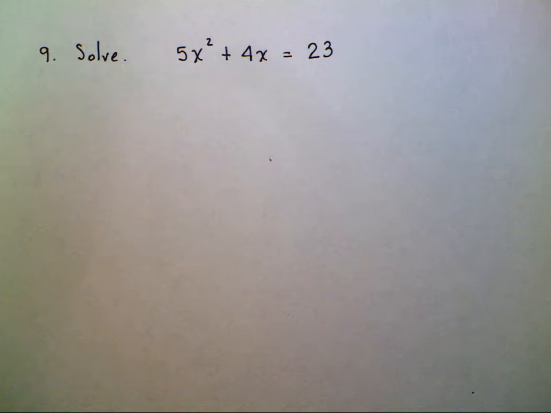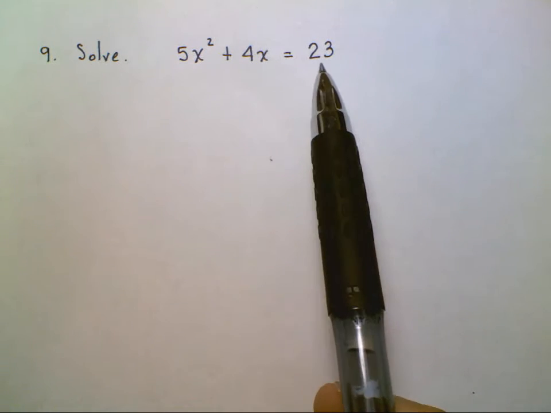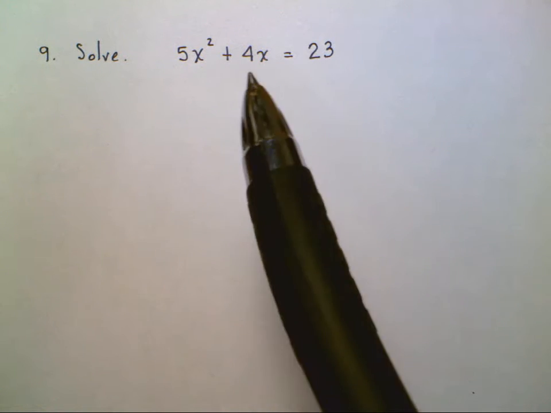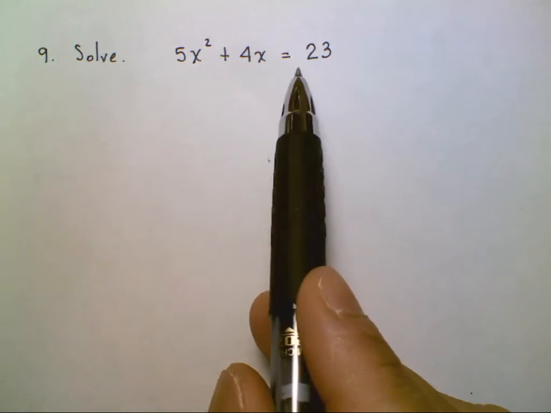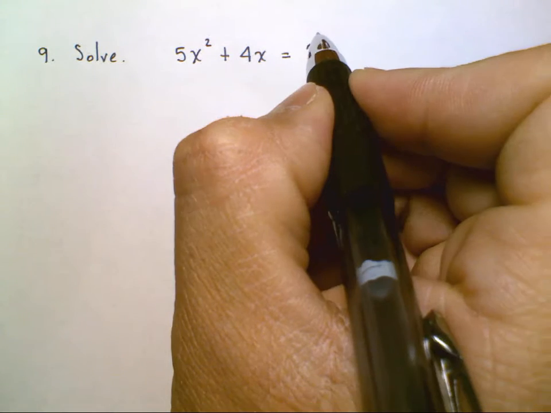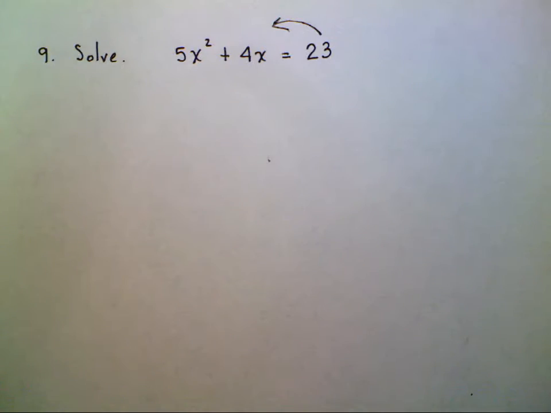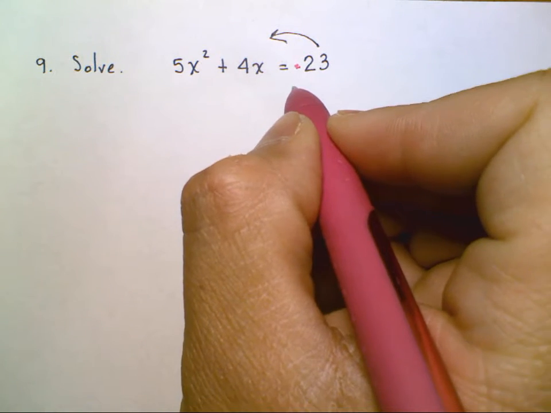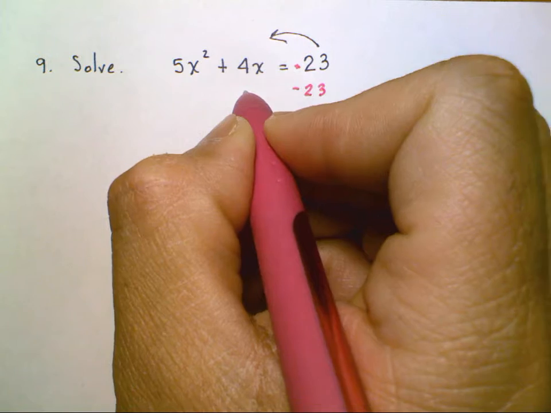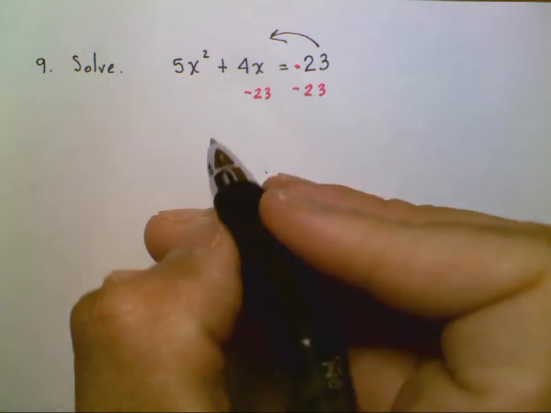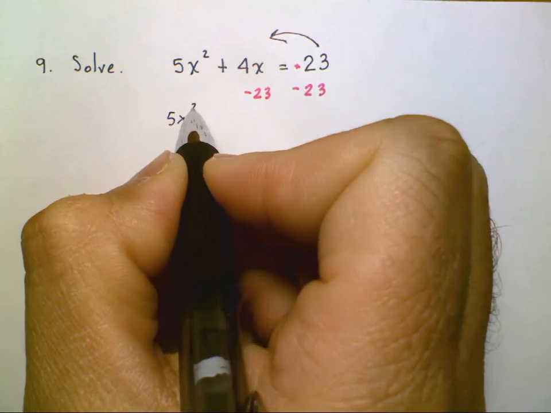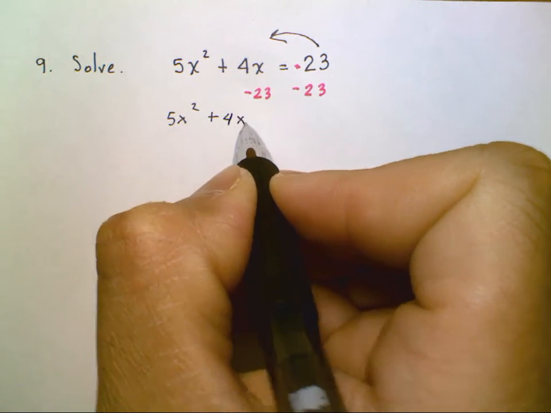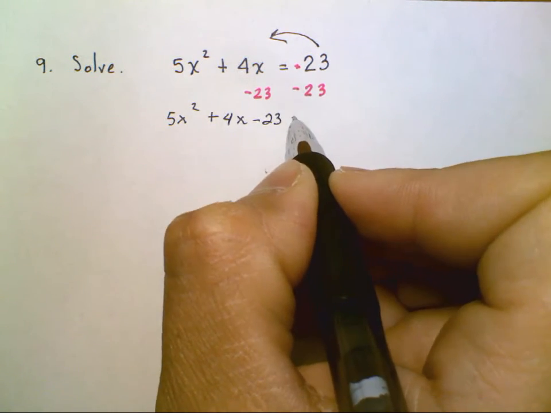We're going to continue with the review, and now I have problem number 9. It's asking me to solve 5x squared plus 4x equals 23. In order to solve this problem, I need to have this equation equal to 0. So I need to move 23 to the left side of the equation. In this case, 23 is positive, so I'm going to use the opposite number, minus 23. So I'm going to have 5x squared plus 4x minus 23 equals 0.